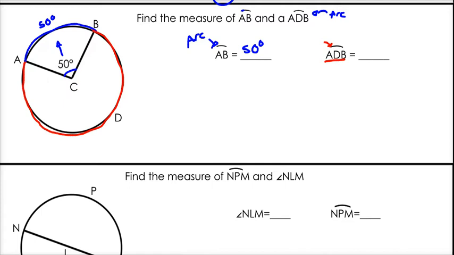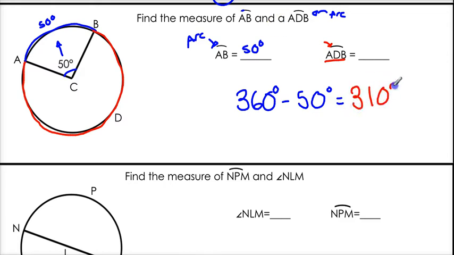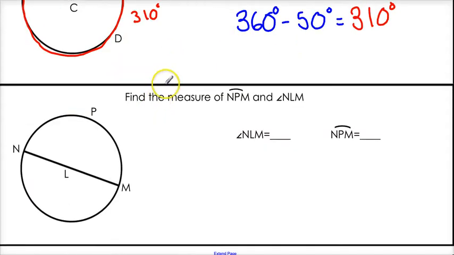Well, what you can do is, if you know the whole circle is 360 degrees, you take 360 and you subtract 50 from it, right? We'll subtract this part of the circle, so we're going to subtract 50. And when we subtract that, we get 310 degrees. And that makes sense, right? Because if this part of the arc is 310 and this is 50, then all the way around is 360. That's it. That was the first part.